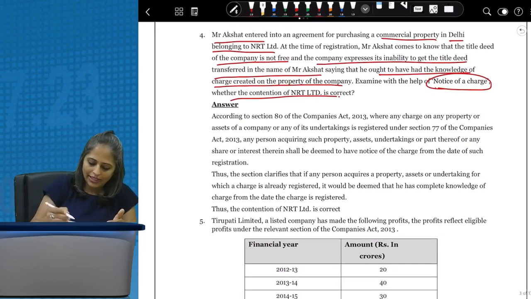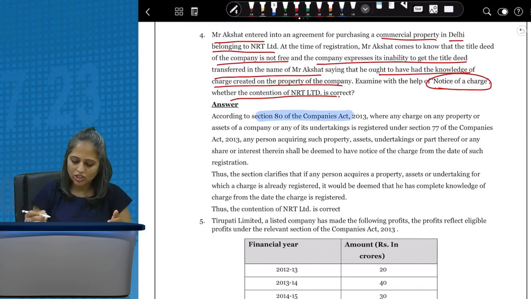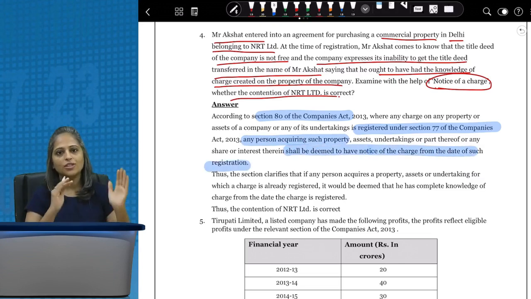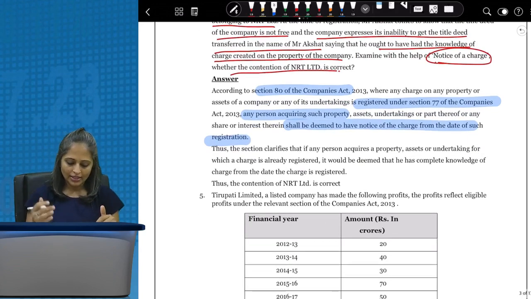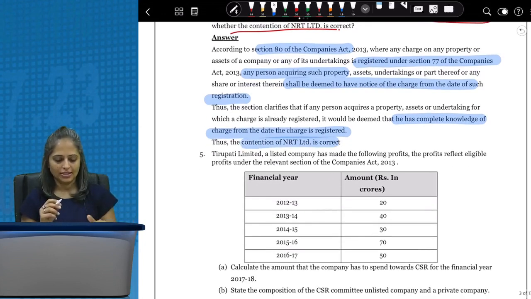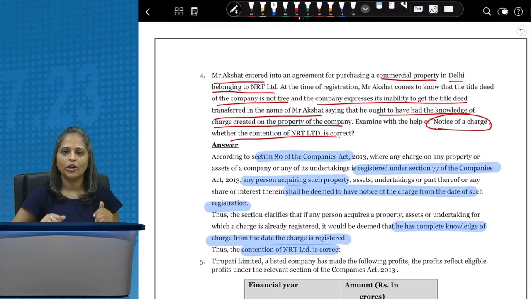According to section 80 of the Companies Act, where any charge on any property or assets of the company or any of its undertaking is registered under section 77 of the Companies Act, any person acquiring such property, assets, undertakings or part thereof, or any share or interest therein, shall be deemed to have notice of the charge from the date of such registration of charge. Thus, the section clarifies that if any person acquires a property or asset which is already registered as a charge, it would be deemed that he has complete knowledge of the charge from the date the charge is registered. Thus, the contention of NRT Limited is correct, and Mr. Akshat can now not void the transaction.